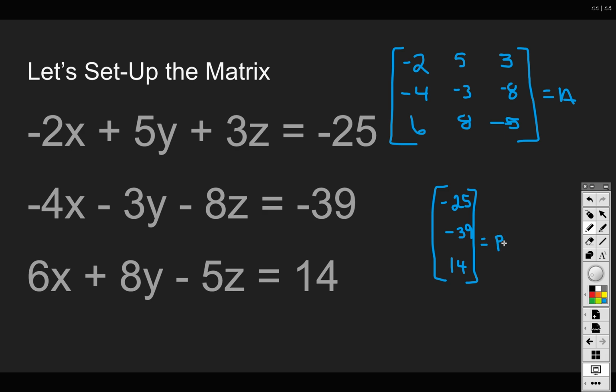Easy enough, right? You're like, Miss Wood, this is too easy. I got this. Okay, great. I'm glad you've got this.